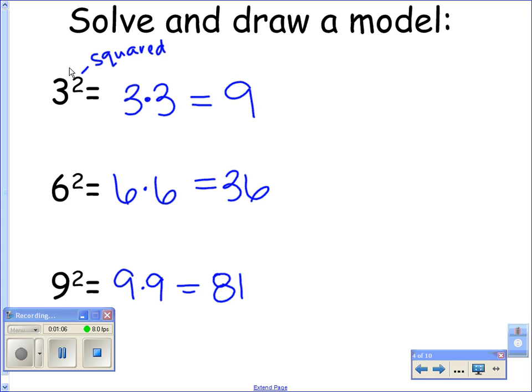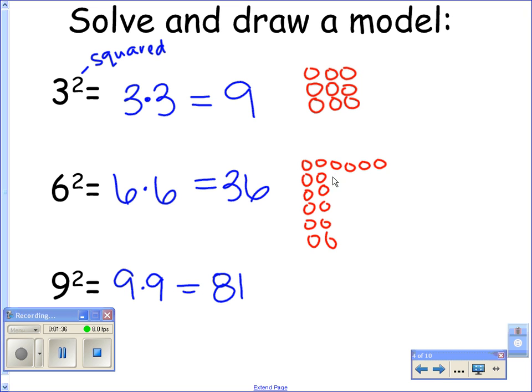Okay, if we wanted to draw a picture of 3 squared, we would have 3 circles along the top, then 3 circles along the side. So 3 squared would be 9 circles. 6 squared would be 6 circles across the top, 1, 2, 3, 4, 5, 6, and 6 circles going down, 1, 2, 3, 4, 5, 6, and we would fill it all in. So 6 squared would be 36 circles.